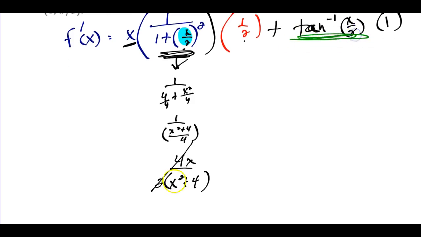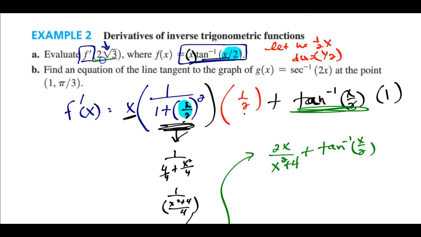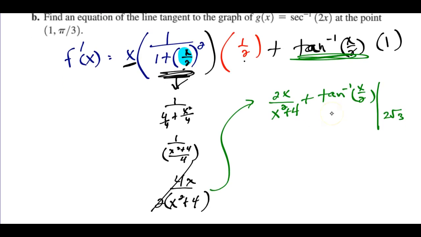And I have this. So let's see. I'm getting closer: 2x over x squared plus 4, plus this tangent inverse of x over 2. Remember, they didn't just say find the derivative, they said evaluate it at this point. So I'm going to evaluate it at 2 square roots of 3, which, if I have the correct derivative, I should be able to evaluate.